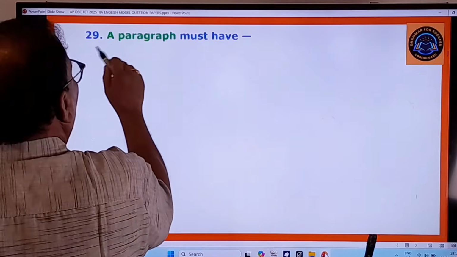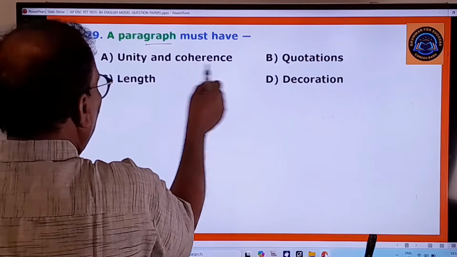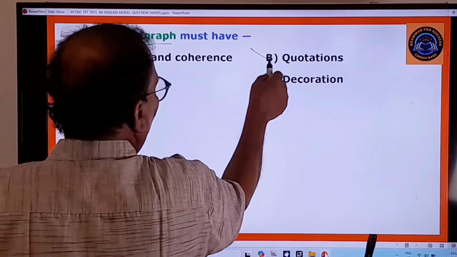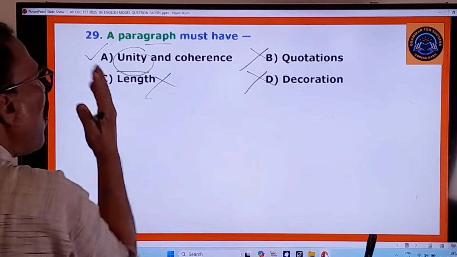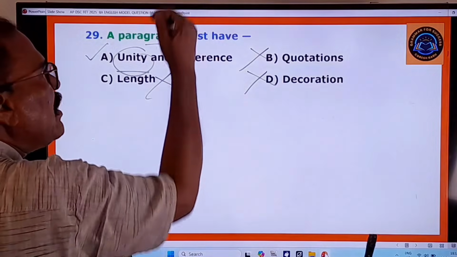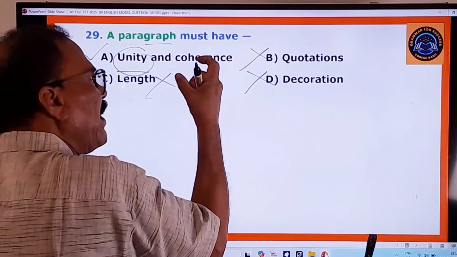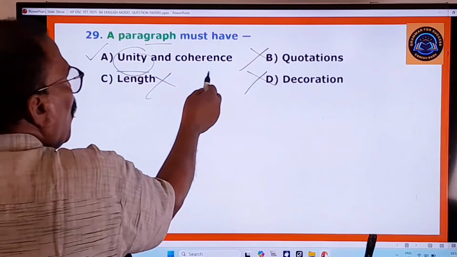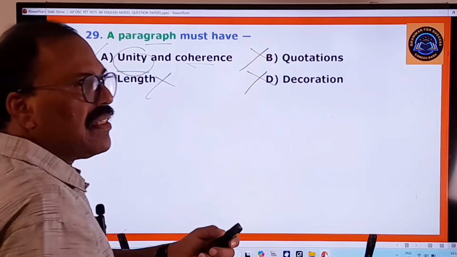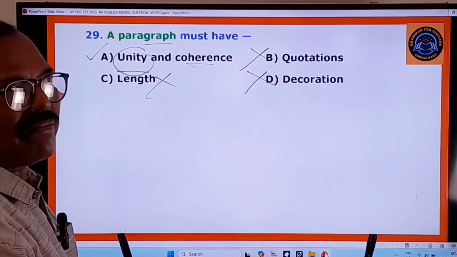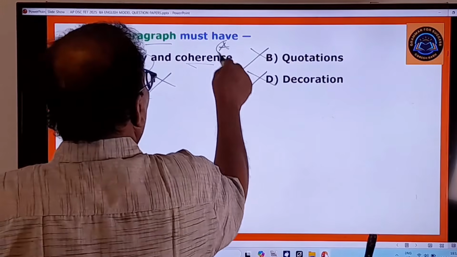29th question. A paragraph must have, let us look at the given options. Unity and coherence. The very first one is the right one. Quotations, no. Length, no. Decoration, no. Unity of thought is very important. All the sentences in that paragraph must pertain to one idea. That is called unity. Coherence. One sentence must have a link with another sentence. That is called coherence. Order. Right. And therefore, this A is the right one.